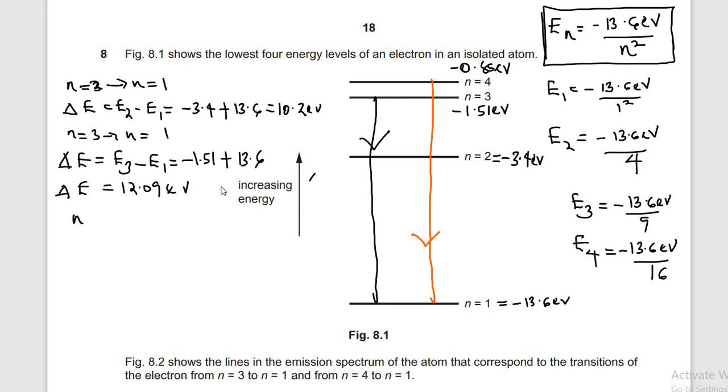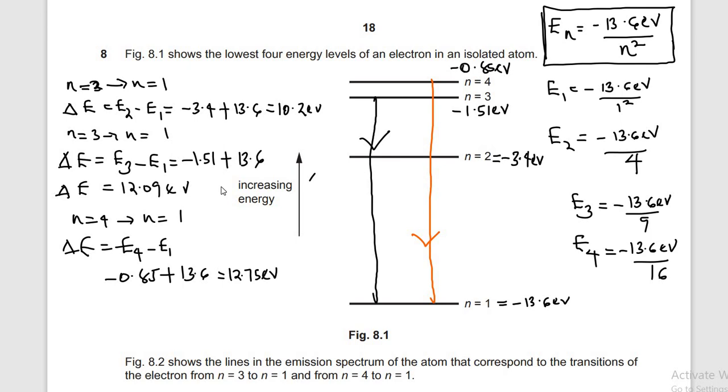Let me also do when n is 4 to n is 1. The change in energy level there will be E4 minus E1, which is minus 0.85 plus 13.6. So 13.6 minus 0.85, we have 12.75 eV. So what do you notice there?